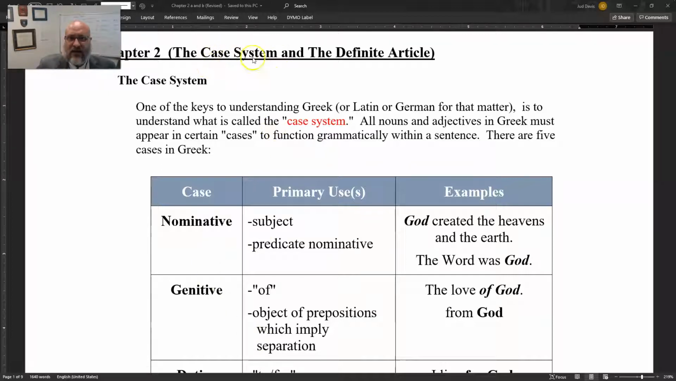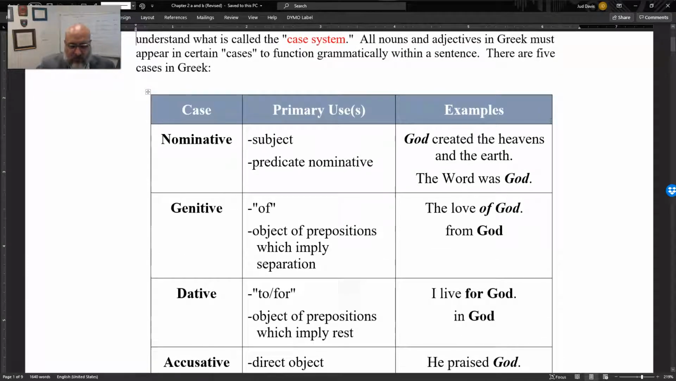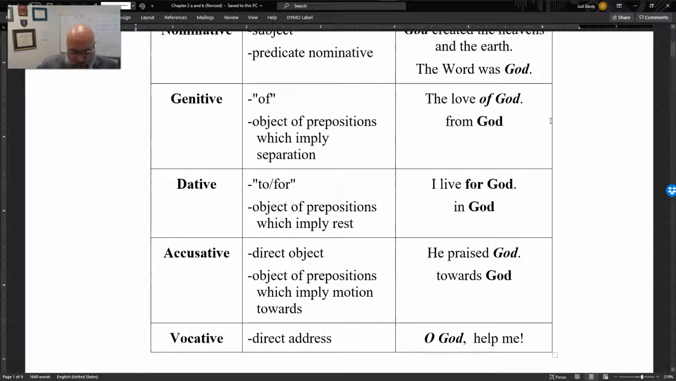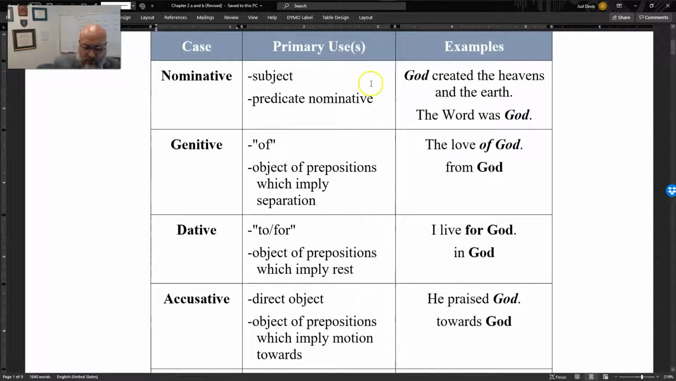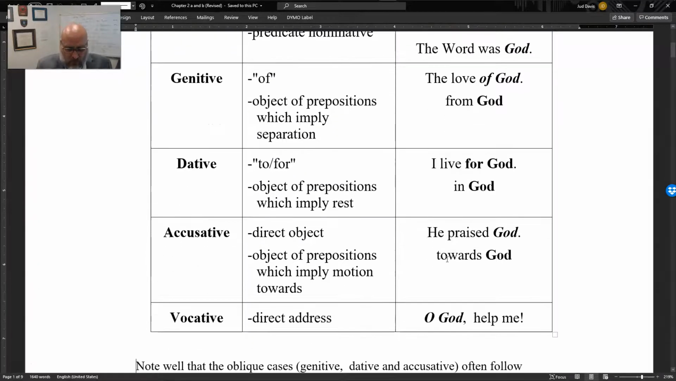What we're going to look at is the case system. We went over this a little in class, but I want to give you the document here. This is the biggest conceptual difference between English and Greek. Greek is driven, as far as the nouns go, by this case system: nominative, genitive, dative, accusative, and a few examples of the vocative. We have a case of the subject, God creates the heavens and the earth, or the "of" case, the love of God, the dative, to or for God, give something to someone or do something for someone. And then the accusative case is the case of the direct object.